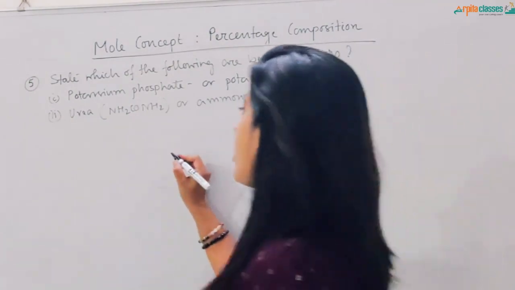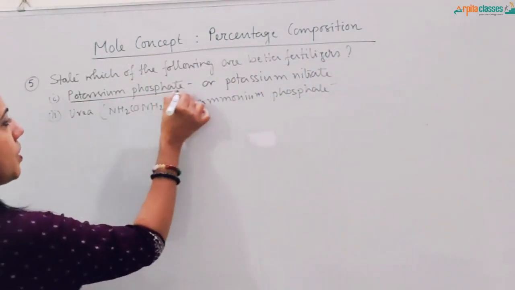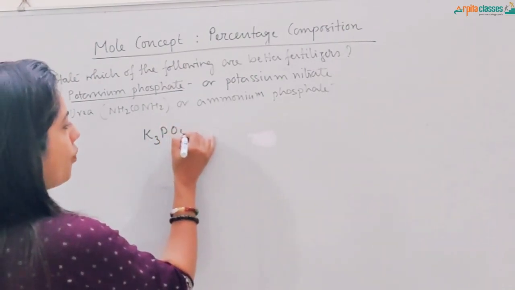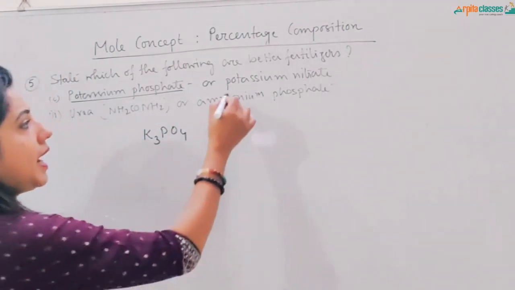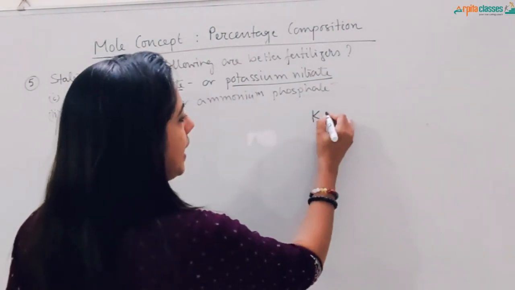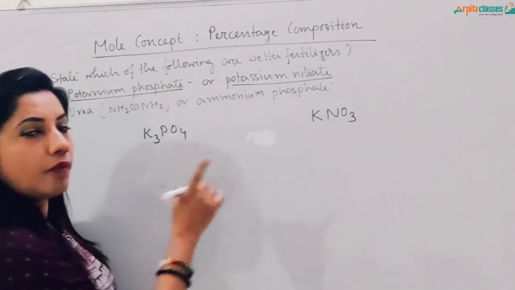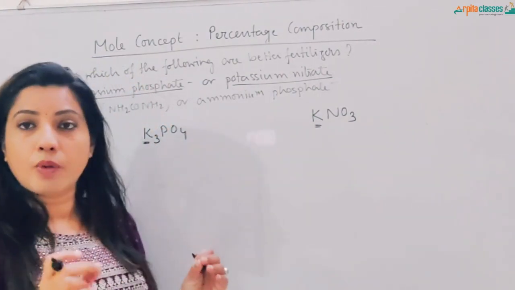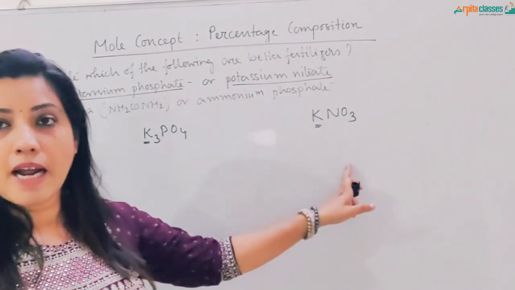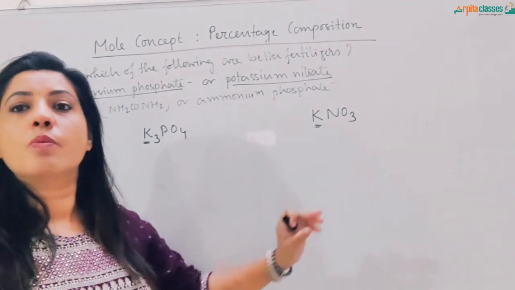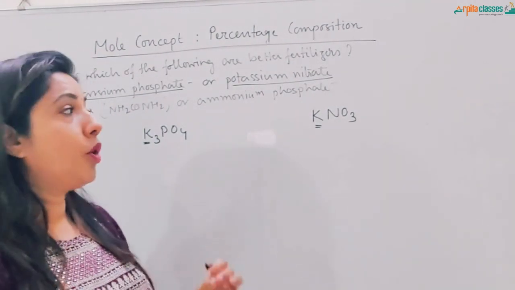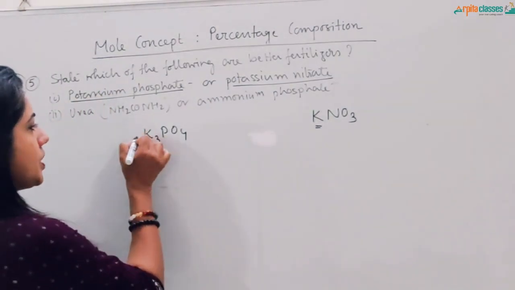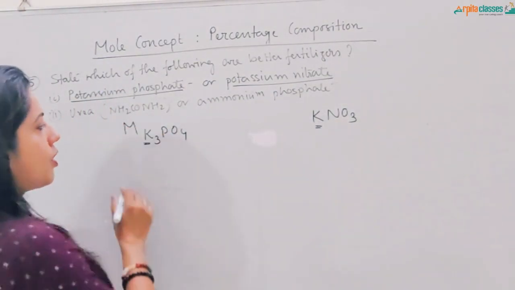Now in potassium phosphate, let us write down the formula. Potassium phosphate is K3PO4. This is potassium phosphate, and potassium nitrate is KNO3. Now in both the fertilizers you can see K is common. So we have to find out the percentage of potassium in both fertilizers. Whichever contains more amount of potassium or more percentage of potassium, that is a better fertilizer. So let us find out the percentage of potassium in potassium phosphate.